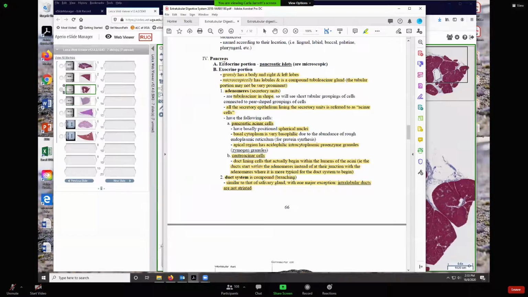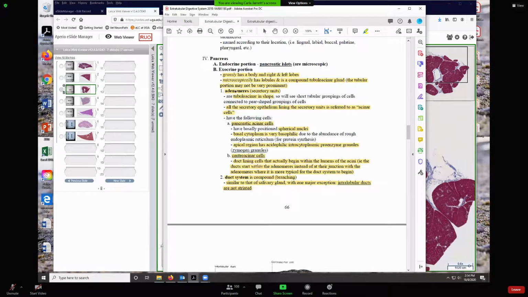All right, so here we are with the pancreas. Now, the pancreas has an endocrine portion, pancreatic islets. We'll talk about that in the endocrine system, the last organ system of the course. And then it has an exocrine portion. Grossly, you saw that it has the body, right and left lobes. Microscopically, it has lobules, and it's also compound tubuloacinar. Now, the tubular portion of the tubuloacinar is not very prominent in the pancreas. In the salivary glands, especially the mucous salivary glands, you can really see the tubules better than the acini. But in the pancreas, it's the opposite. You see the acini better than the tubules. Go figure. That's just biology for you.